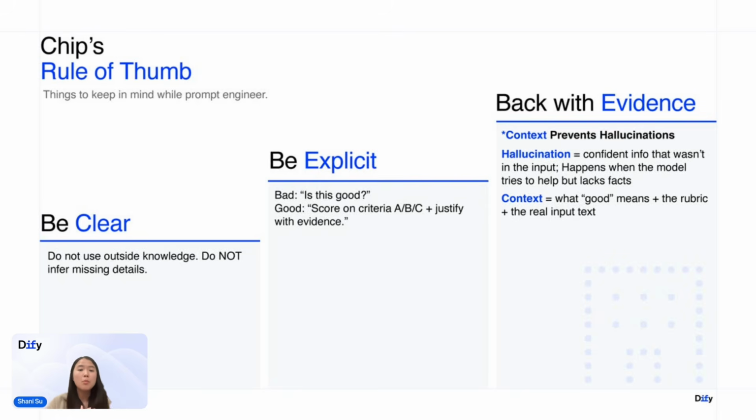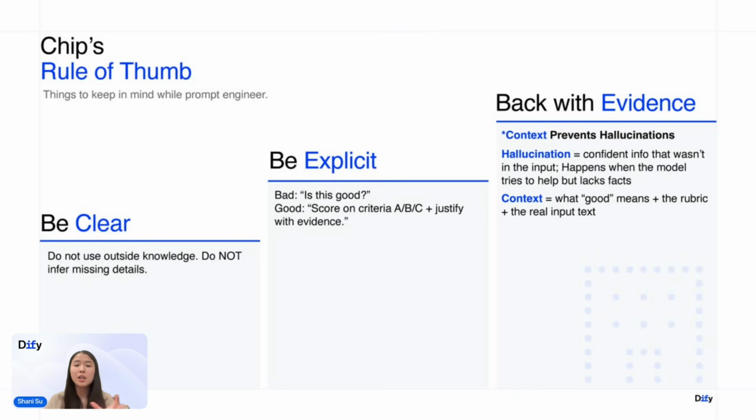The rule of thumb with prompting is to be clear, to be explicit, and to always back it with evidence. These three things will help you figure out which prompt is best for your situation and also reduce the cost overall. The most important part here, in my opinion, is backing with evidence.